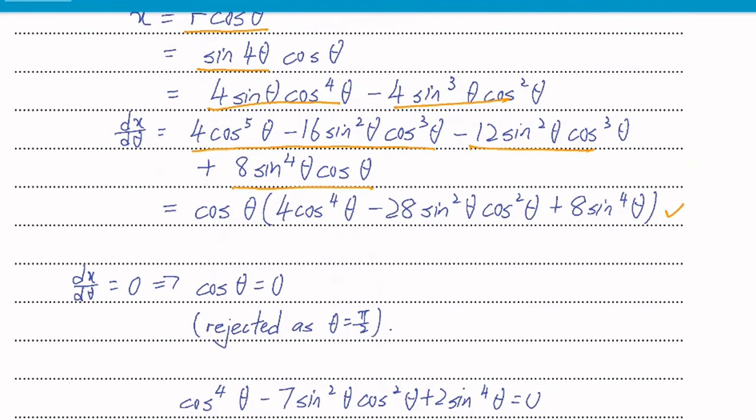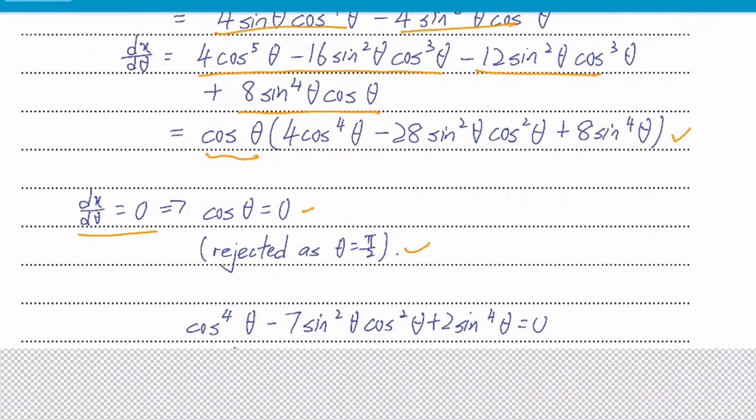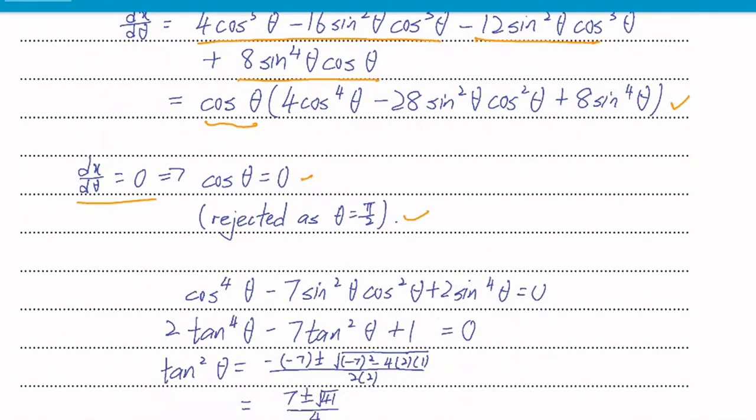So we want to solve for that theta. We let dx by d theta be 0. It's either cos theta equals 0, but we are not going to consider that because the theta here is pi over 2, which gives us a minimum x there. So we don't want that. We will just look at the other equation here, and when we simplify, we actually get something like this.